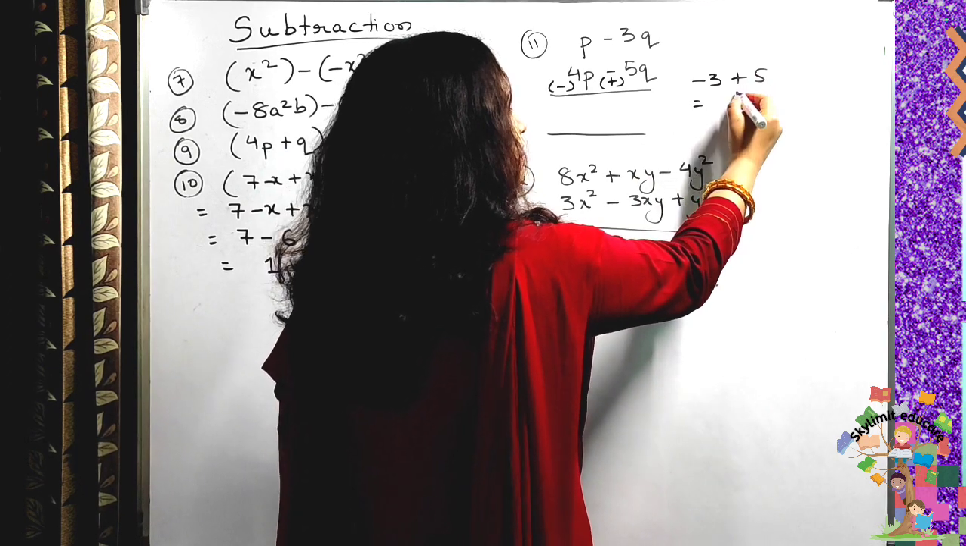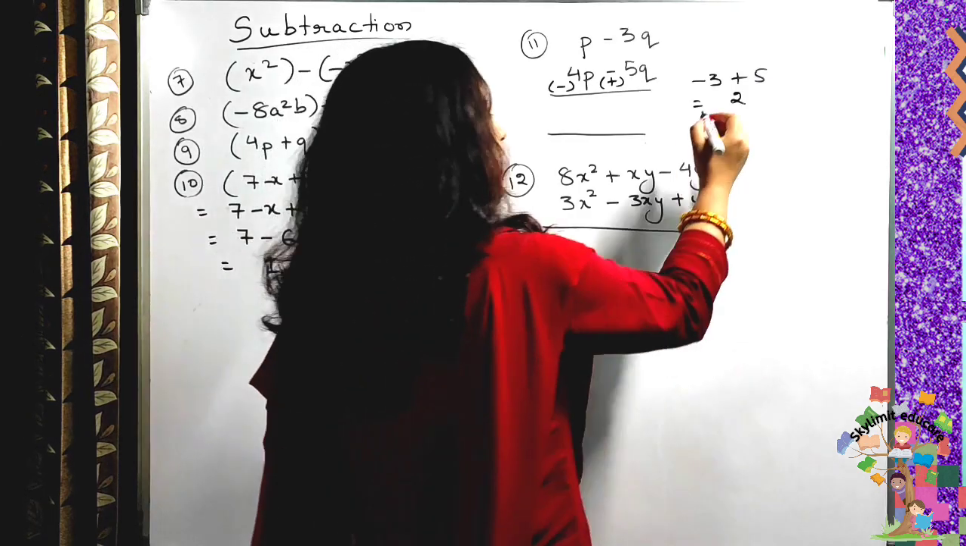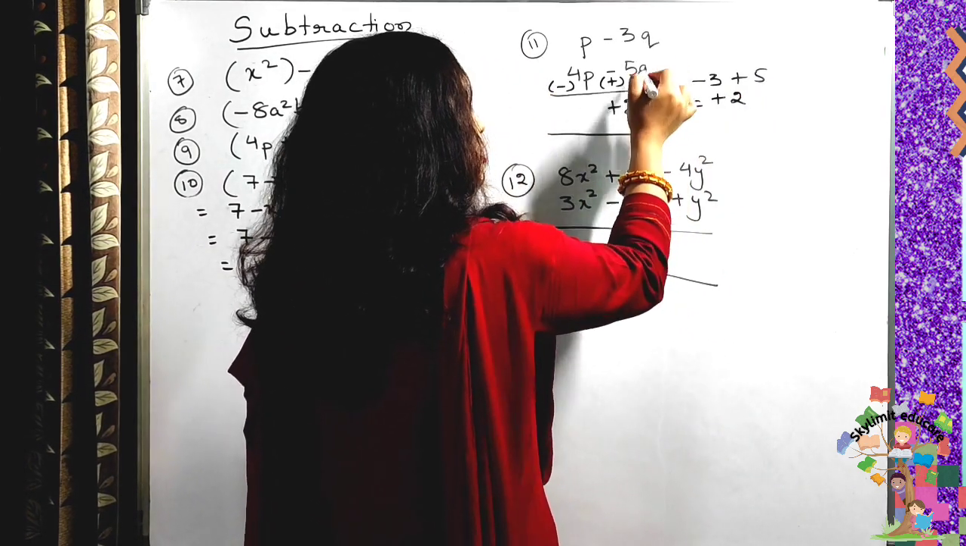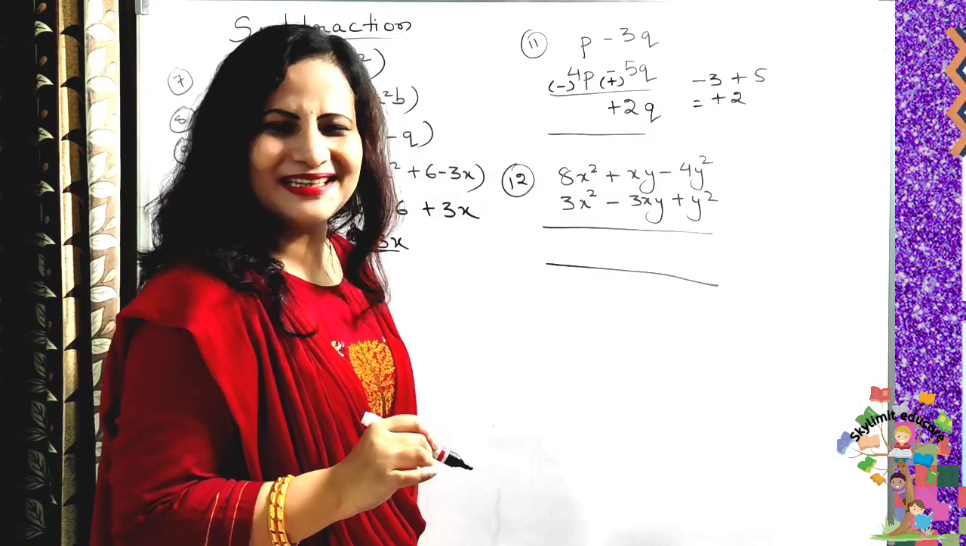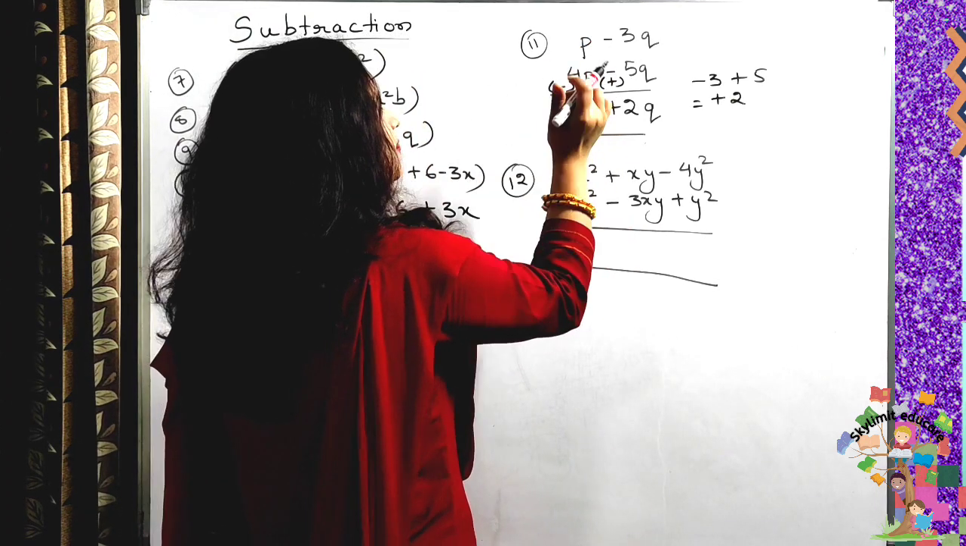5 minus 3 will give me how much? 2. Which among the two is greater? 5 is greater. What sign is it carrying? Plus. So what is the answer I have got here? Plus 2. But I should not forget to write the literal coefficient along with it. Clear? Now let us come to this part.